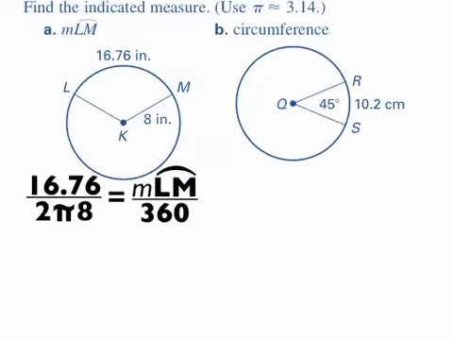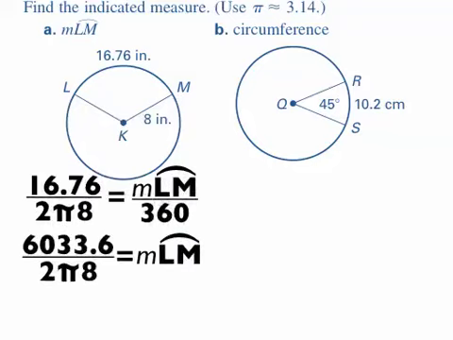Go ahead and you can multiply both sides by 360, and you get 6,033.6 divided by 2 times pi times 8 will be equal to the measure of arc LM. And go ahead and divide that, and it would be about 120 degrees.